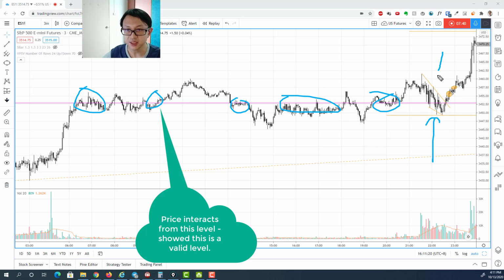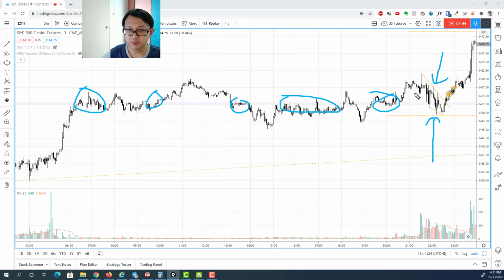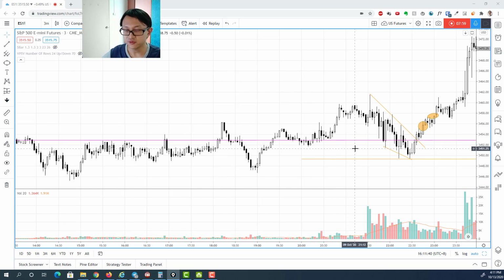So the descending wedge is marked up here. You can see that right at the opening session, we have this kind of rejection bar, followed by a reaction or a pullback. So this is the market's way of testing the level, but the way they test the level is via this descending wedge, which is a bullish sign in nature.